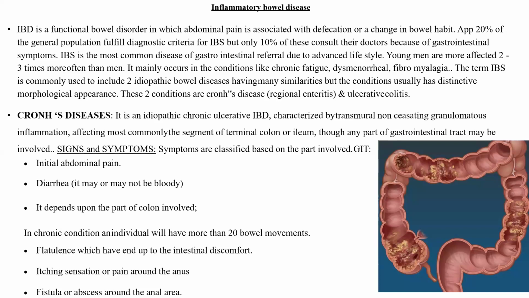So coming to Crohn's disease, the symptoms can be abdominal pain, which can be shown in the form of shula, diarrhea, shula, atisara. So it can resemble pravahika. In the chronic condition, an individual will have more than 20 bowel movements, flatulence that ends up in intestinal discomfort, itching sensation, or pain around the anus. That is because of different secretions, fistula or abscess around the anal area because the pressure is too high there, and the contents of the colon will find an alternative pathway to get eliminated outside, and that is how fistula or nadi vrana can be produced.